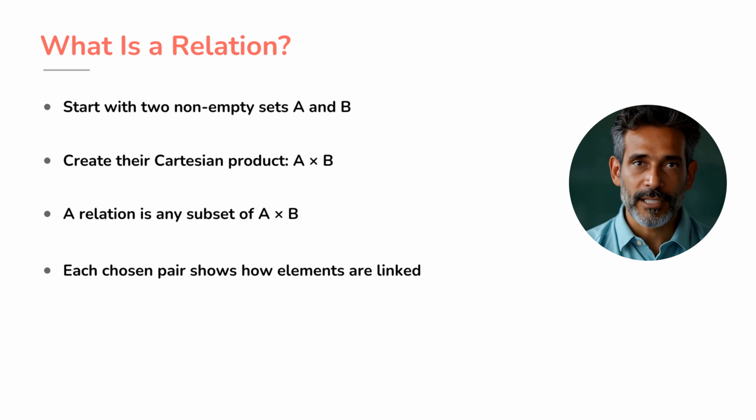A relation is simply any subset of this Cartesian product. In other words, you choose some of these pairs to show exactly which elements from A are connected to which elements in B. These selected pairs form your relation. So, when you look at a relation, you're really looking at a set of chosen connections, a way to describe how two sets are linked pair by pair.